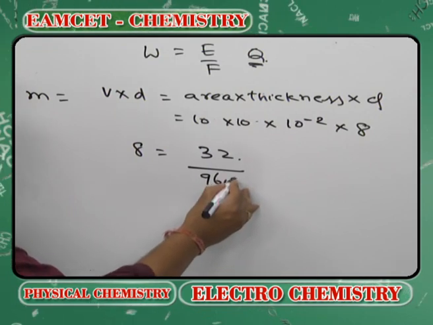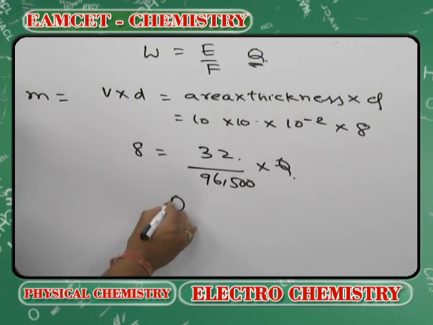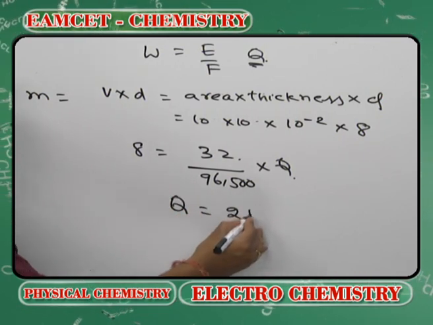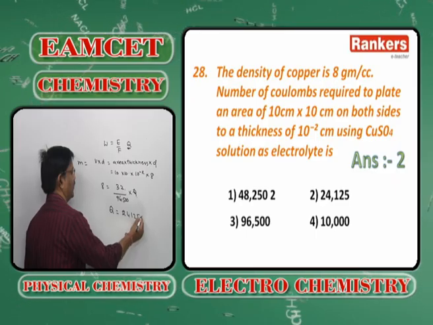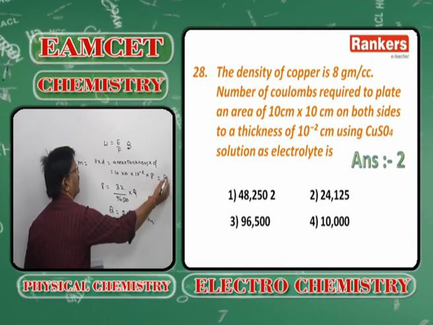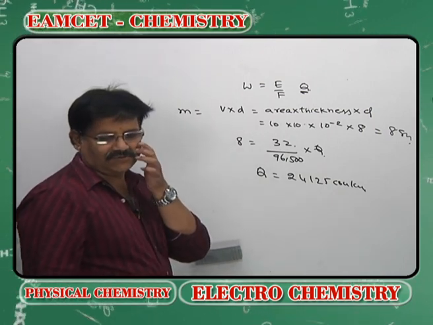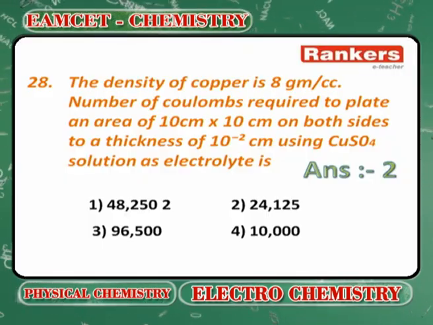So 8 is equal to 32 by 96,500 into Q. Simplifying it, Q will be equal to 24,125 coulombs. The mass is 8 grams. Option 2 is the answer. Next.